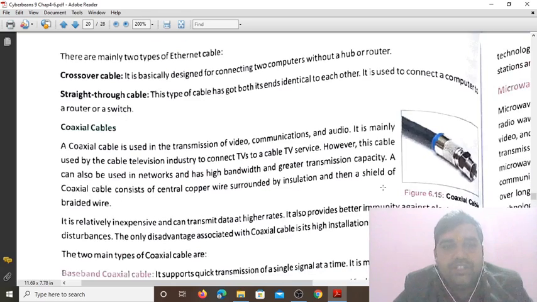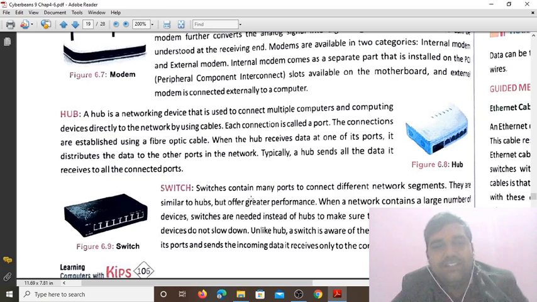Next is the switch. Now some intelligence is given. A switch contains many ports. You can see here also many ports are there: 1, 2, 3, 4, 5, 6, 7, 8 ports. We get 8, 16, and 32 port switches. So in this switch you can connect 8 computers.